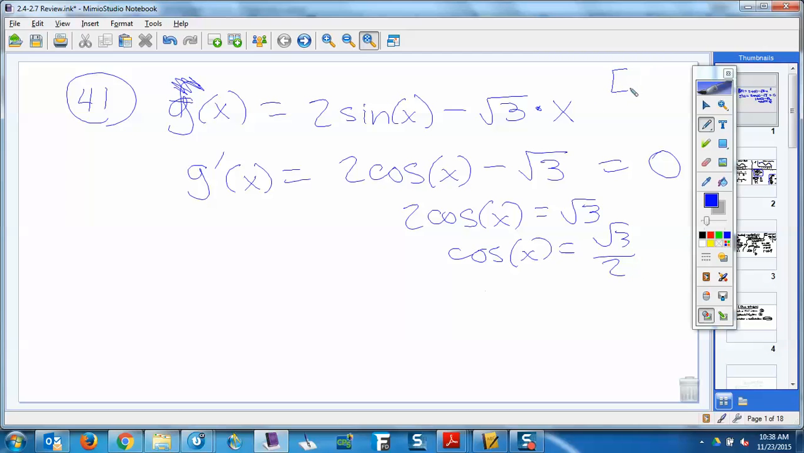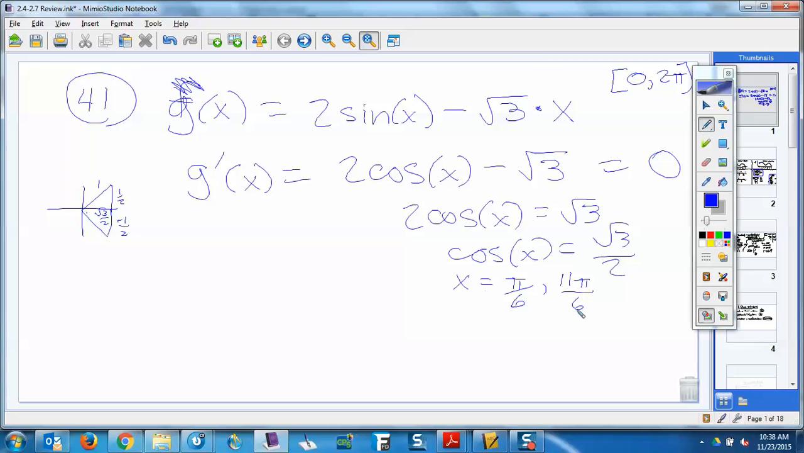Now this was supposed to be from where to where? 0 to 2 pi. So, cosine is root 3 over 2 in this quadrant. And what other quadrant? Fourth, right? Cosine is the x. So it'd be in the first and the fourth. Cosine is positive. So what's across from a half? Pi over 6 and 11 pi over 6. So pi over 6 and 11 pi over 6 are our two stationary points.